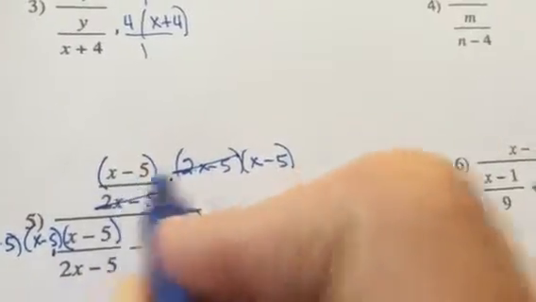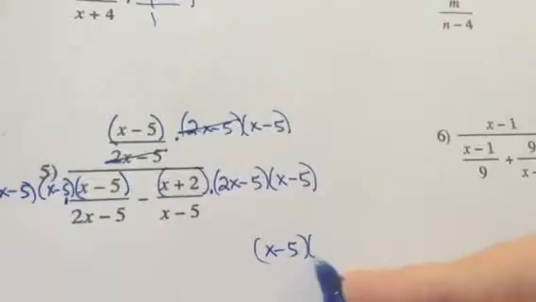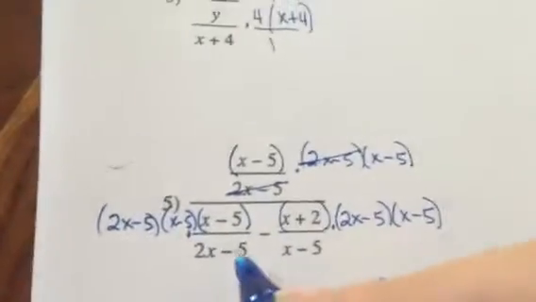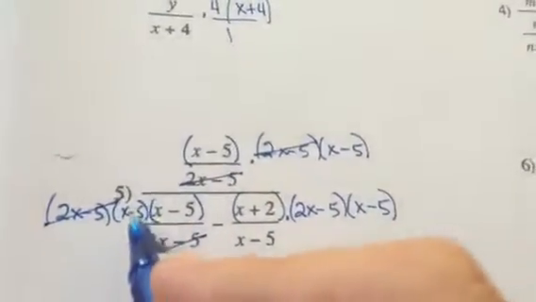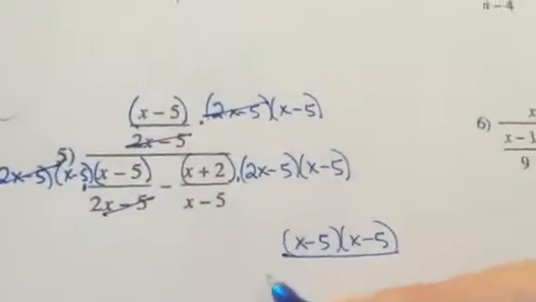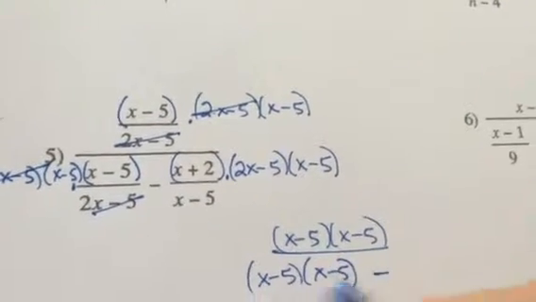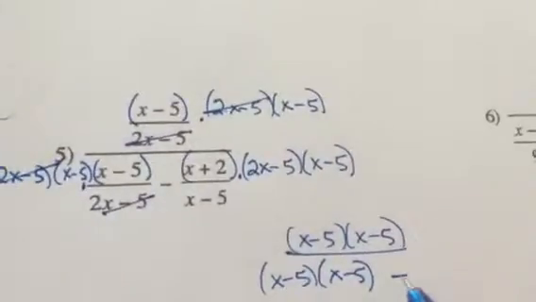So I have x minus 5 times x minus 5. So I'm going to write that right here. X minus 5 times x minus 5. And we'll figure that out here in just a minute. Here, 2x minus 5 cancels. So again, I have x minus 5 times x minus 5. And no, this is not going to cancel right here. Okay, don't do that because I have this subtraction sign here.